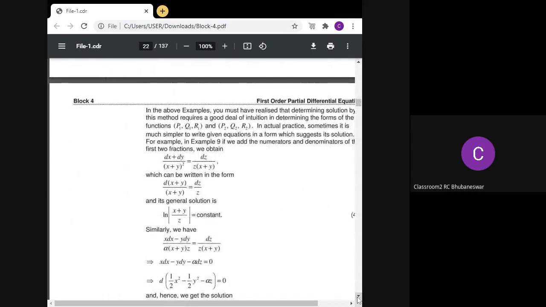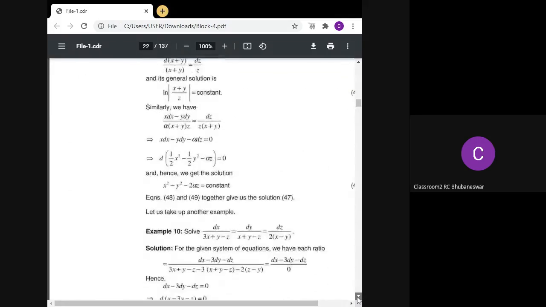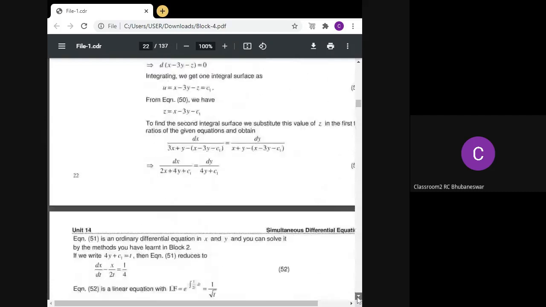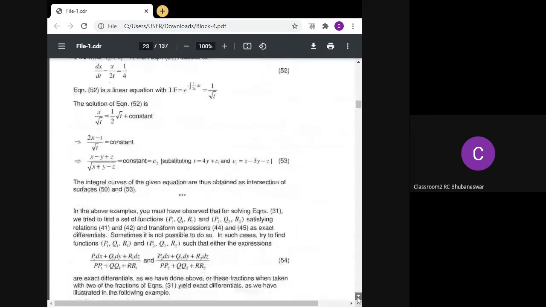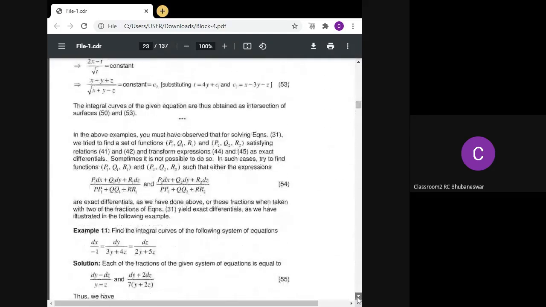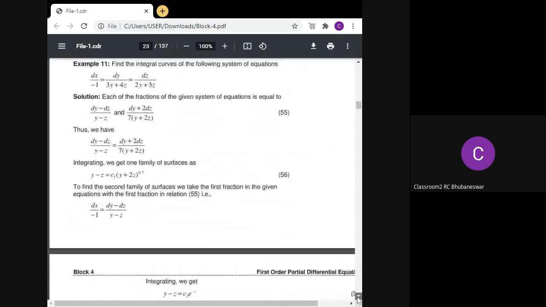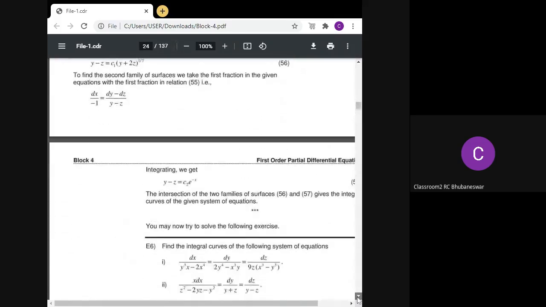So now, let us move towards page number 4.